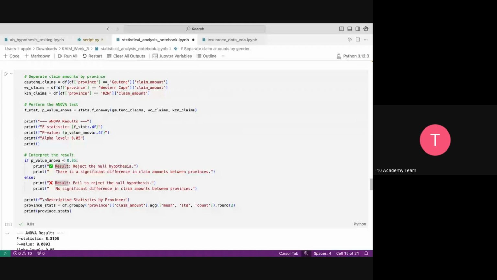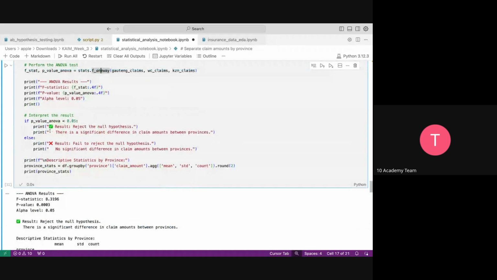I took their claims here, and I used the one-way ANOVA test to get the F-stat. I provided the claims, and we go back. It will return with the stats results and the p-value.